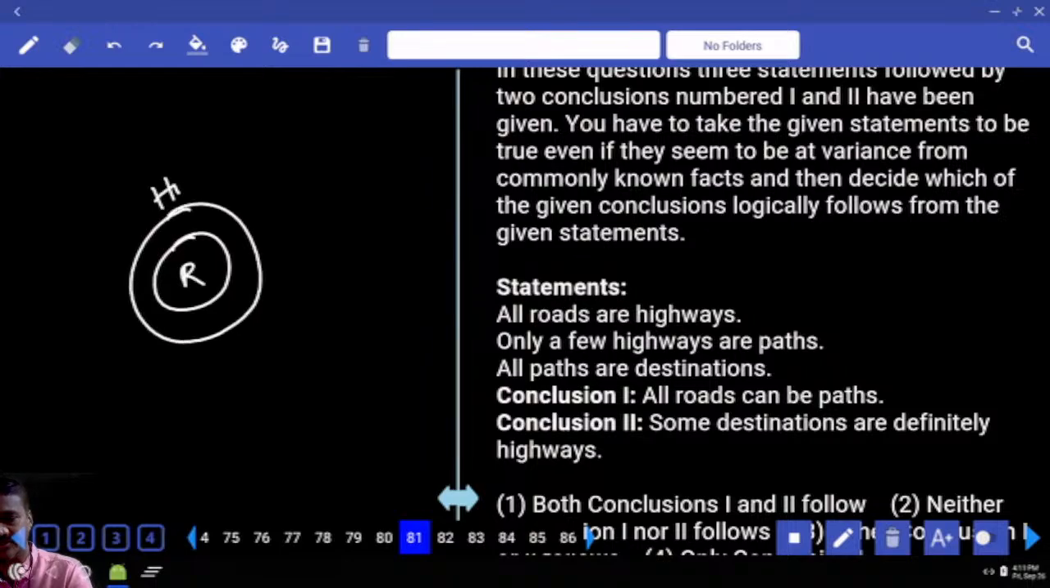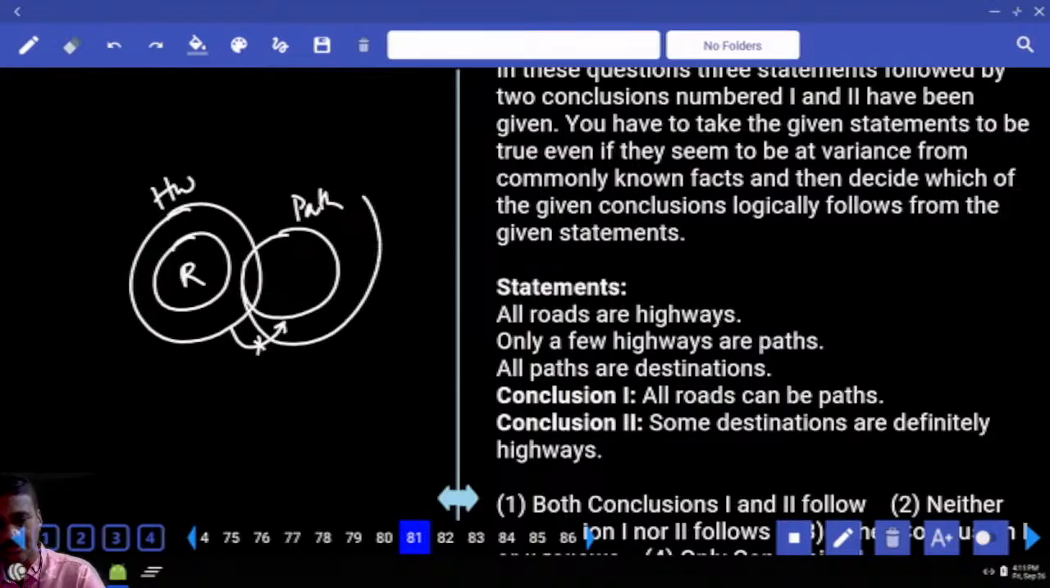All roads are highways. Only a few highways are paths. Now some of the highways are path, but not all. This entire highway is not a part of path. All paths are destination. Now this entire path is destination. Then all roads can be path. This entire road can be a path or not.